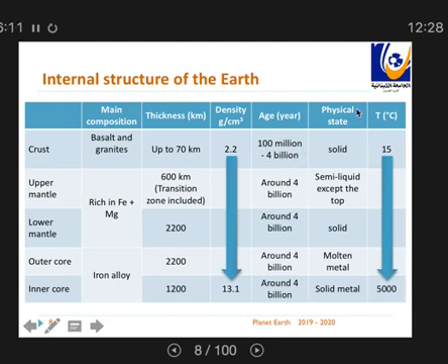Now regarding physical state, they differ. We have a solid crust, which of course you all know. Now the upper mantle is semi-liquid. The lower mantle is more solid than the upper mantle. The outer core is molten metal and the inner core is solid metal. Regarding temperature, we consider the average temperature of the surface of Earth to be 15 degrees Celsius, and it increases until it reaches around 5,000 at the center of the planet.